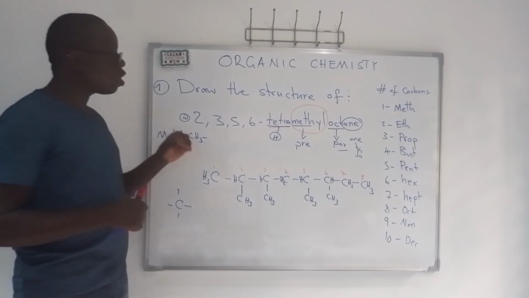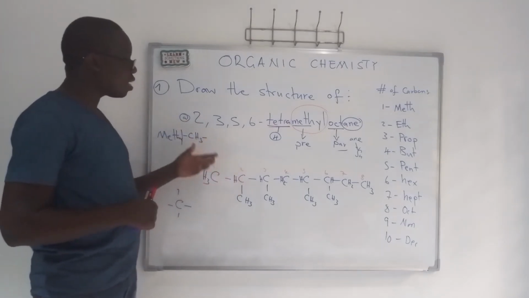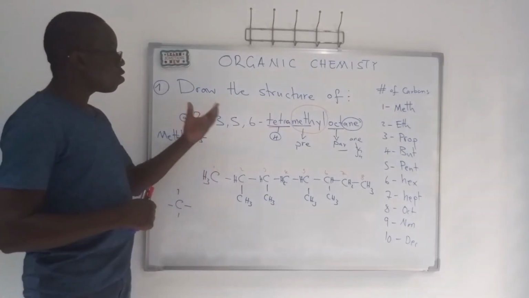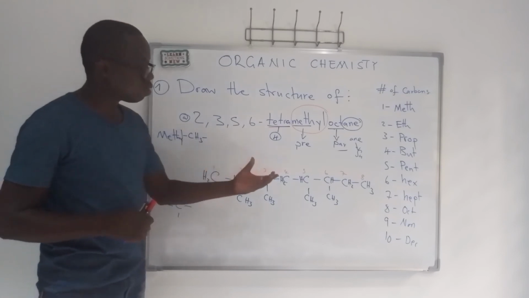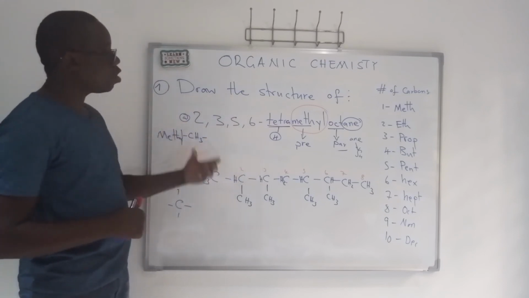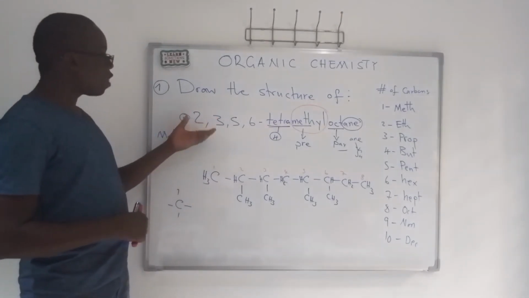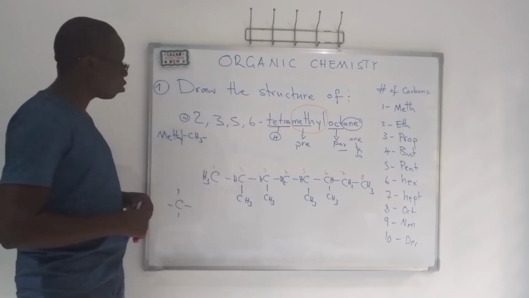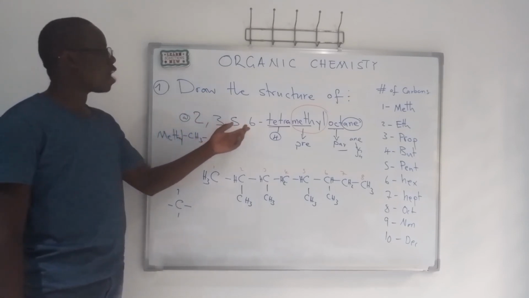Second, you look at the suffix. The suffix will tell you the type of bond that is between the carbon to carbon on the longest chain. So in this case, the suffix is ane, which is simply suggesting that there are single bonds in the longest chain. The prefix tells you the substituents or the branches that this compound has. And then that substituent will always come with the position at which that substituent is. In our case here, the positions were 2, 3, 5, and 6.